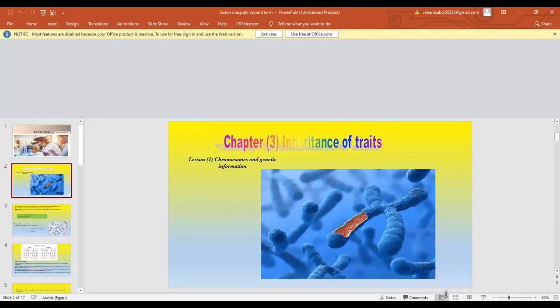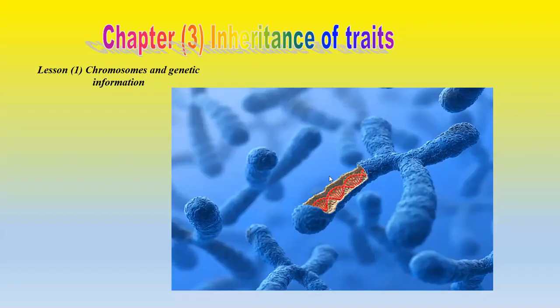We have talked in the first term about the chromosomes and the nucleus, and we knew that the cells of the living organisms have a nucleus. All the cells have a nucleus. This nucleus must contain something called chromosomes. The chromosomes are this structure. This is the structure of the chromosome.